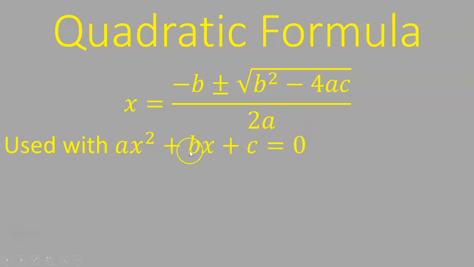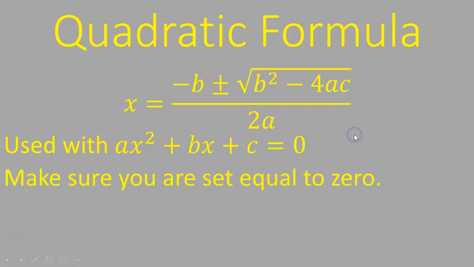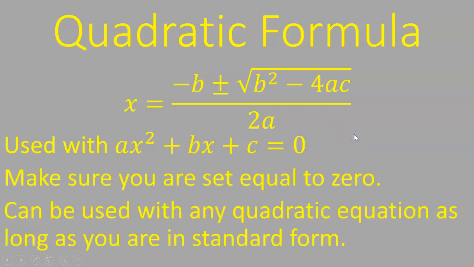And then you're going to use A, B, and C. A is the x squared coefficient, B is the x coefficient, and C is your constant there. Okay, it can be used with any quadratic equation as long as you are in standard form. Now, we've learned other methods like factoring to solve also, and factoring is usually easier, but the quadratic formula will always work. That's the advantage of it.